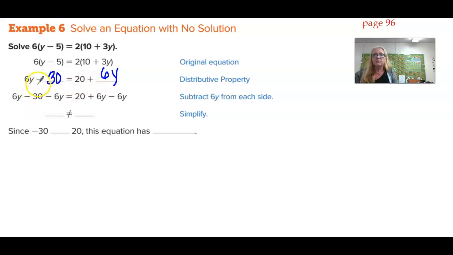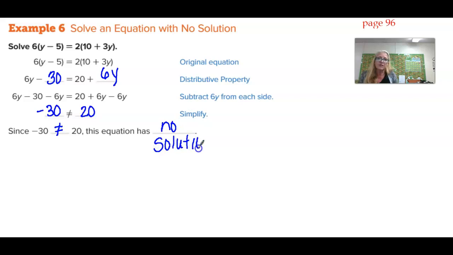So what we do then is we want to get rid of the smaller variable. Well, if we did that, neither one is the smaller one. They're the same. So if we subtract 6y from both sides, which is what they've done here, you end up with negative 30 equals 20. Negative 30 doesn't equal 20. So this equation has no solutions.